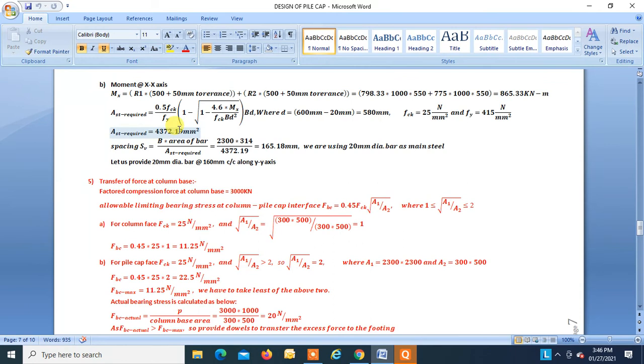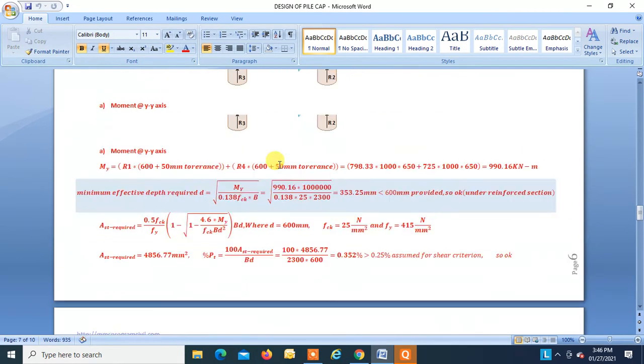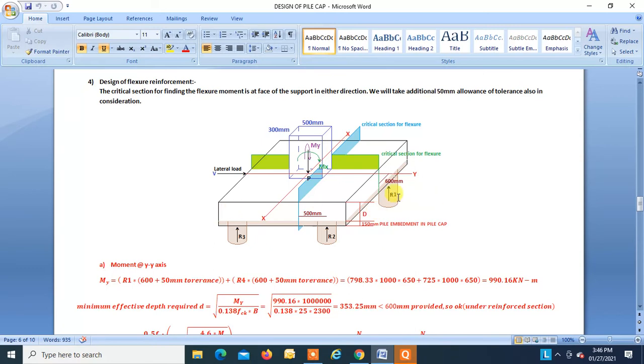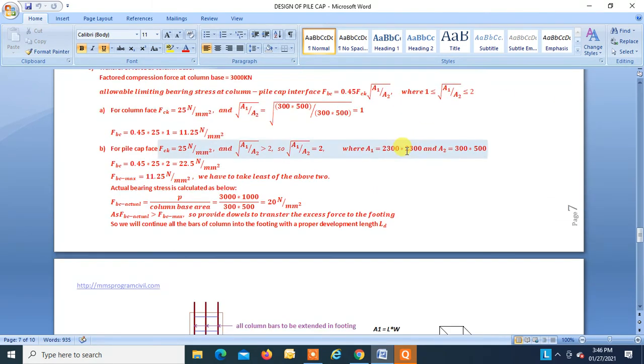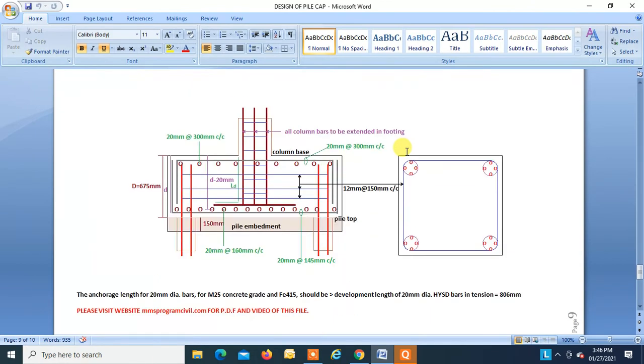So the Ast is found to be 4372.19 mm square. Corresponding spacing, we are going to use 20 mm dia bar. The area of a 20 mm dia bar is 165.18 mm square. So let us provide 20 mm dia bar at about 160 mm center to center along the YY axis. So this is along this axis. Now let us see the detail. So I have shown over here 20 mm at about 160 mm center to center.